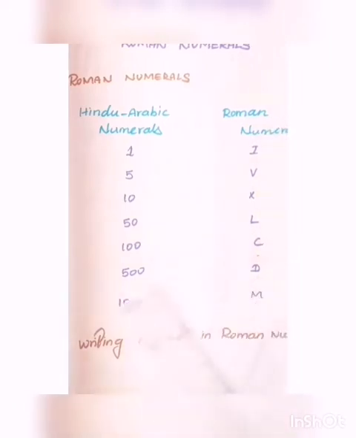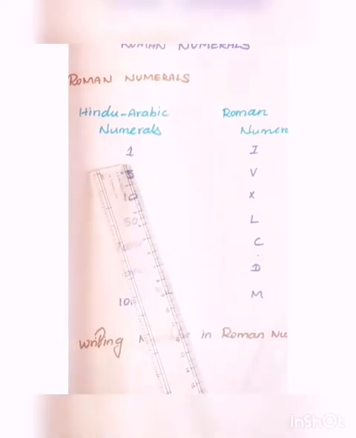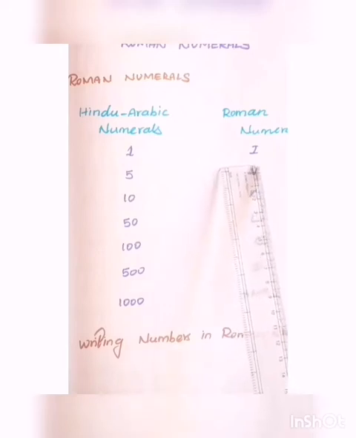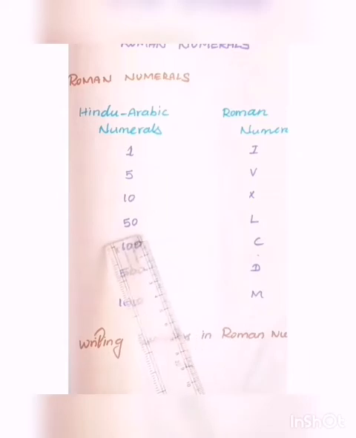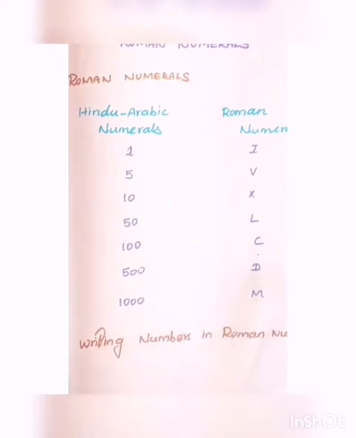First of all, when we go through this chart, we can write Roman numerals without any mistakes, and also a few rules are there. First of all, we have to see the chart. For 1, we represent with the I symbol. 5 means V. 10 means X. 50, L. 100, C. 500, D. 1000 means M. This is the main chart. We have to memorize this chart, and afterwards we are going to see the rules for Roman numerals.